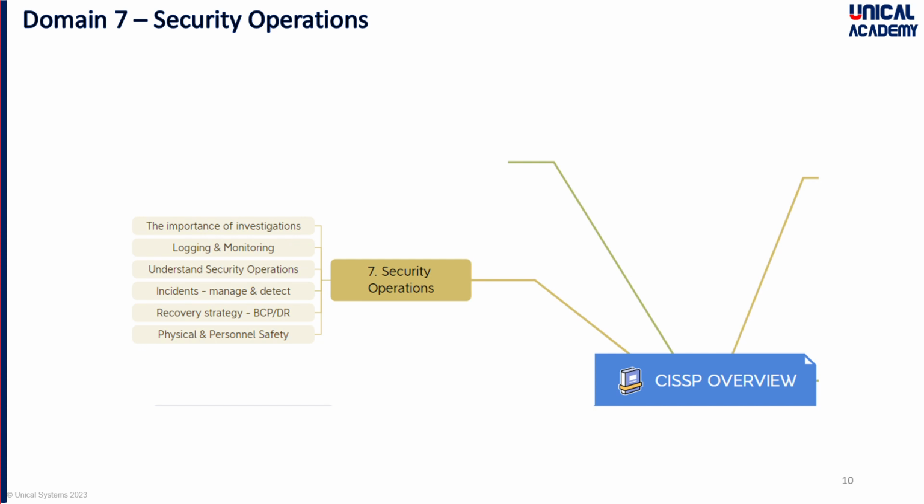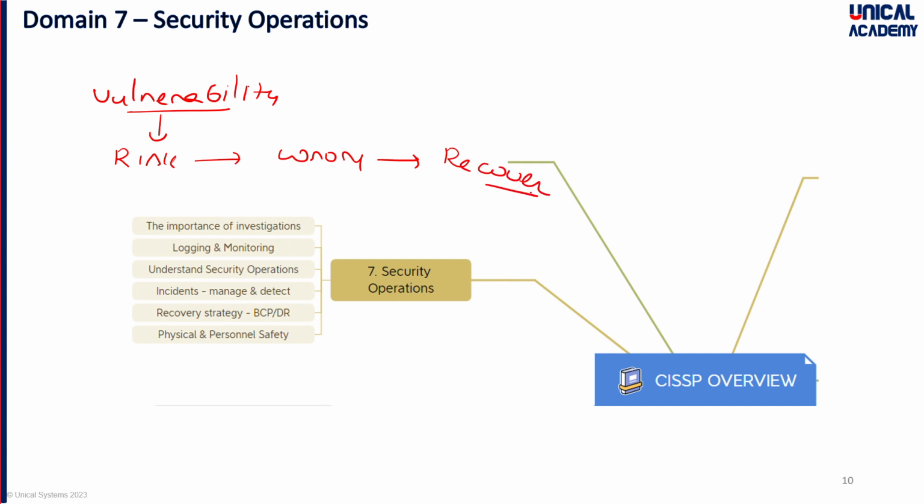Domain 7, whatever you do, there is a vulnerability. Whatever you do, there is potential risk. Whatever you do, something may go wrong. You need to recover if something goes wrong. That's the concept.